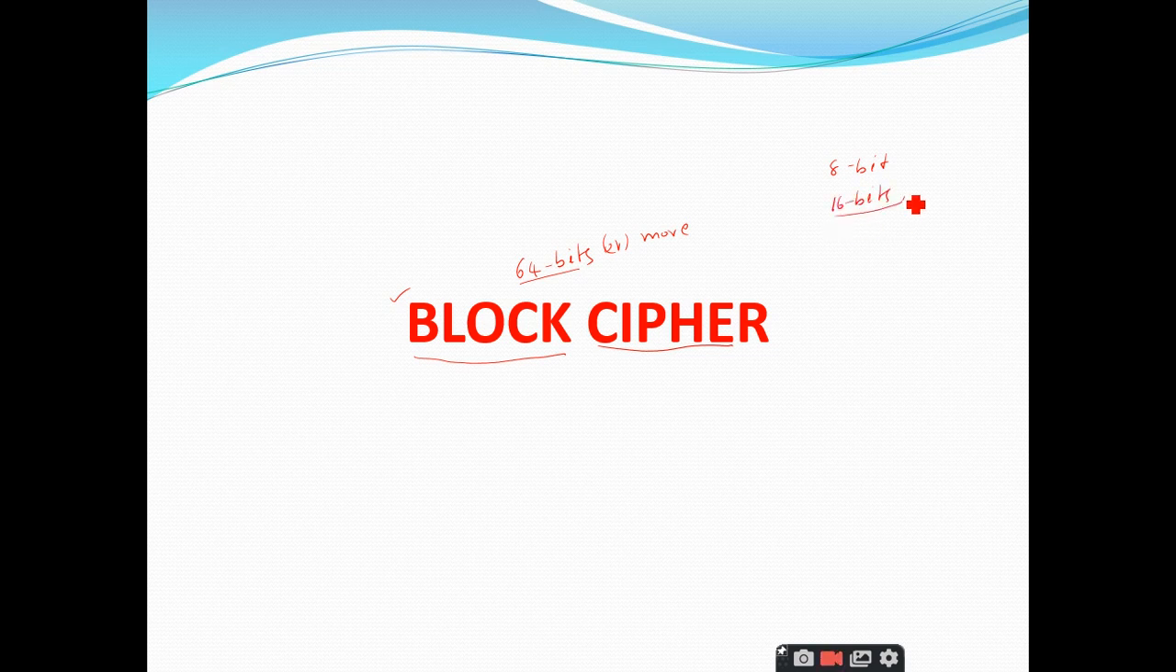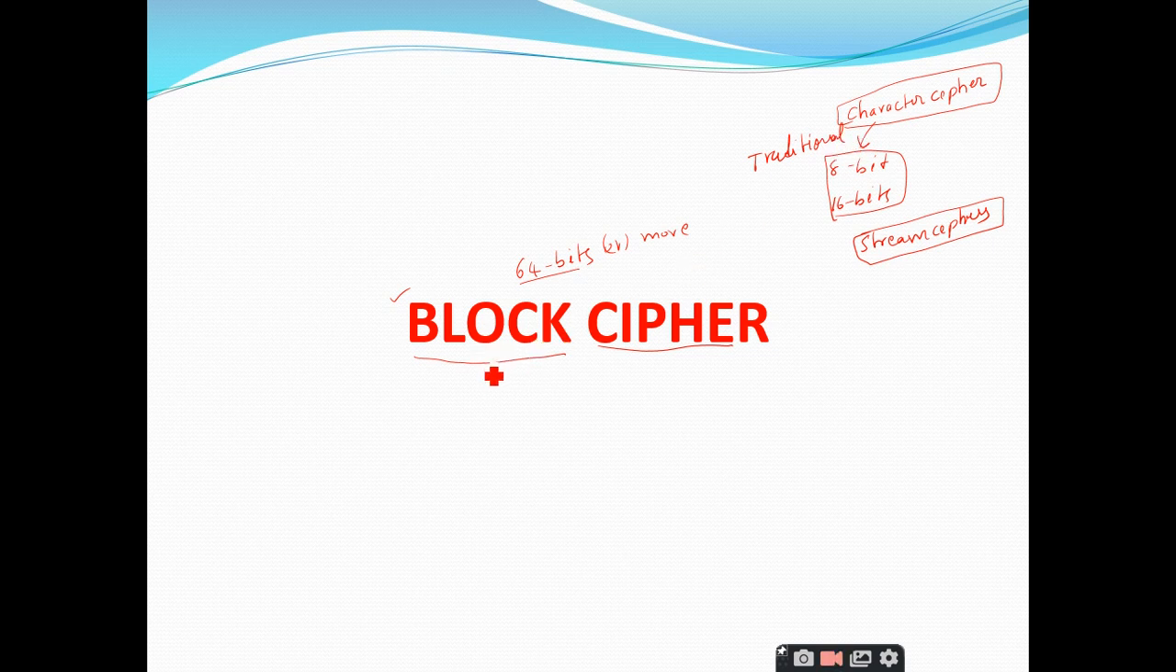So when we deal with 8 bits and 16 bits, what is that cipher called? Block cipher, sir? No, 8-bit and 16-bit ciphering is called a character cipher, or else we can also call them stream ciphers. This is the traditional technique, but in the modern techniques we are going to use the block cipher.